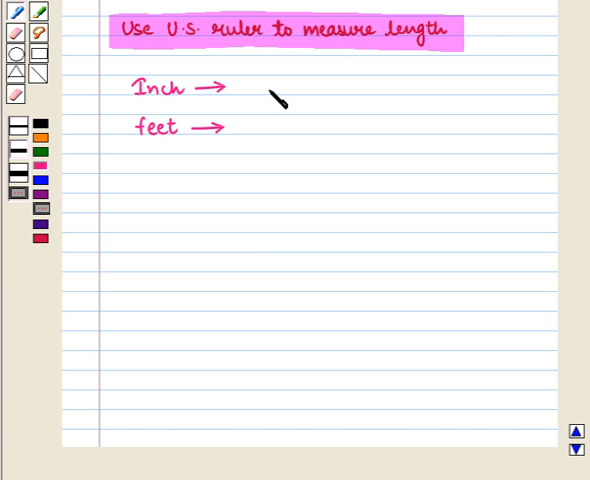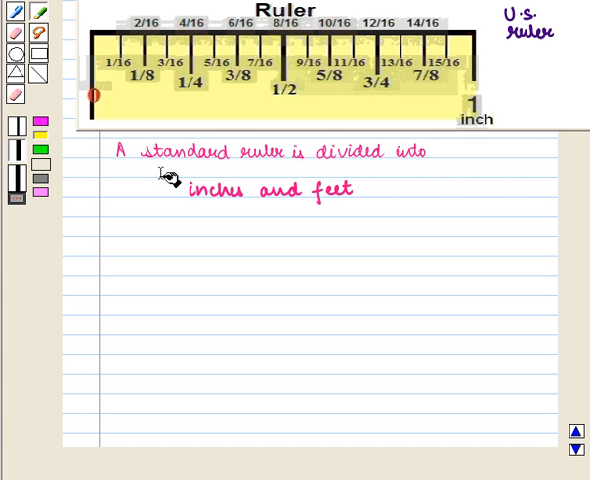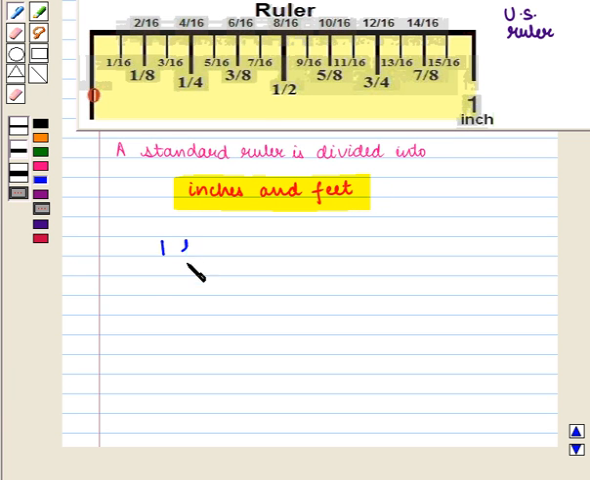Before learning how to read this ruler, you must know the symbols used for representing inch, that is this symbol, and representing feet, that is this symbol. While reading this ruler, you should have a good knowledge of fractions. In US, a standard ruler is divided into inches and feet. There are 12 inches in 1 foot.